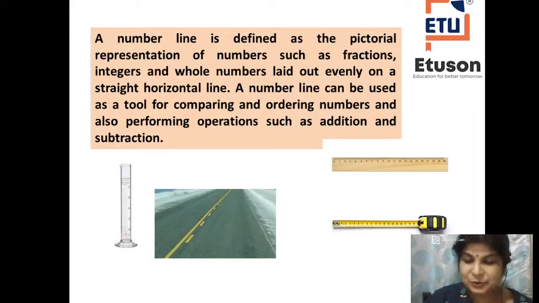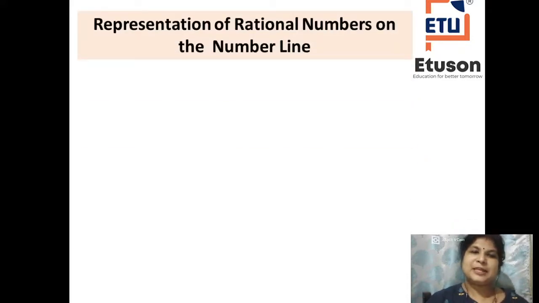What is it? Basically you are supposed to know the representation of rational numbers on the number line. In your earlier classes you might have studied how to represent natural numbers and whole numbers on the number line. In this class there is an additional part to it, that is representing the rational number on the number line. Before that, let us revise what we have studied in the earlier classes.